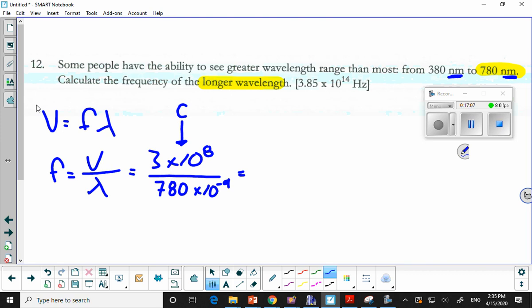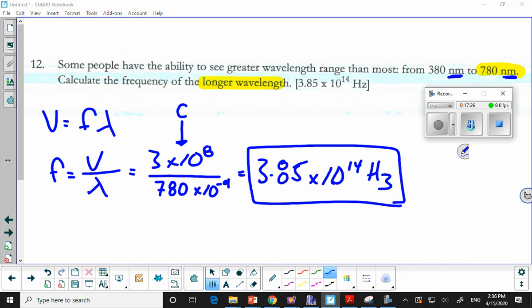So when I punch that into my calculator, I get 3.85 times 10 to the 14 hertz.